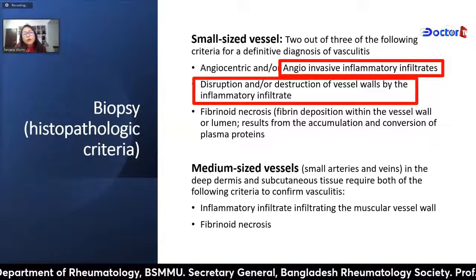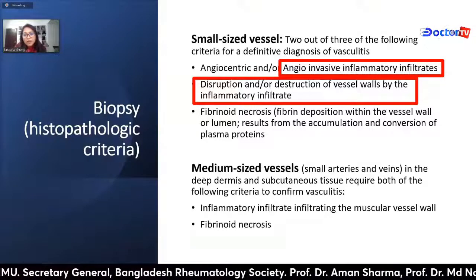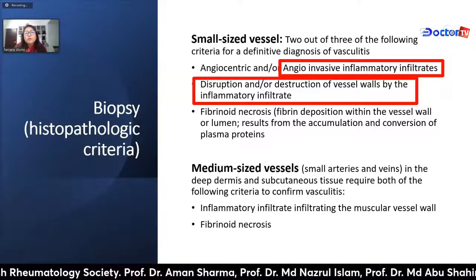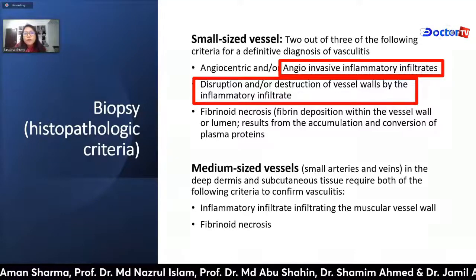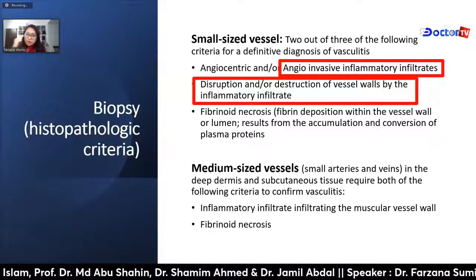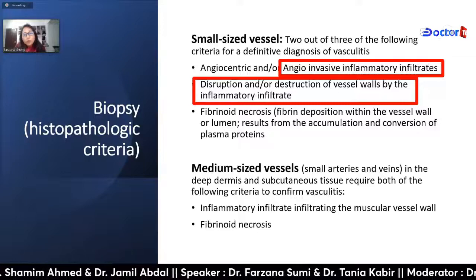And these two are very important findings, but some authors describe that fibrinoid necrosis is the most important histopathological finding of small vessel vasculitis, like fibrin deposition within the vessel wall lumen, and it results from the accumulation and conversion of plasma protein because there is vessel wall disruption. So there is more plasma protein accumulation, more coagulation factor. So there is fibrin deposition in the vessel wall.